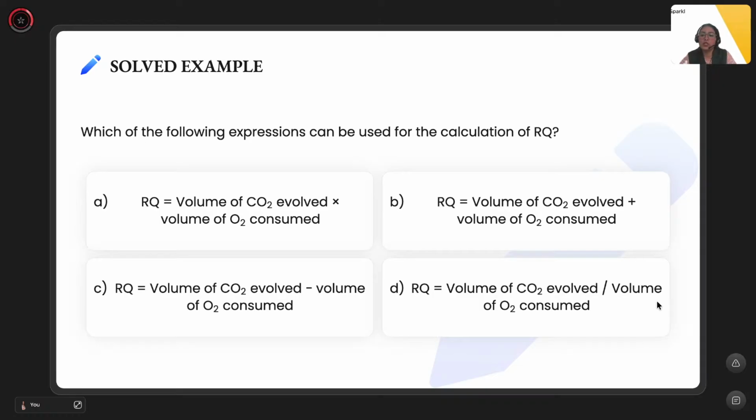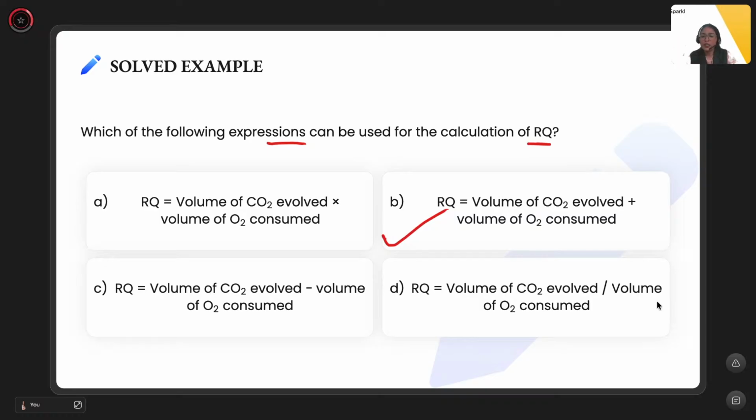So the next question is, which of the following expressions can be used to calculate the RQ? RQ is the respiratory quotient. In this year's NEET paper also, there was an application based question where a compound was given and you needed to find out the RQ value. To do these types of questions, you must first remember the formula. The formula for RQ, the respiratory quotient, is volume of CO2 evolved upon volume of oxygen consumed.